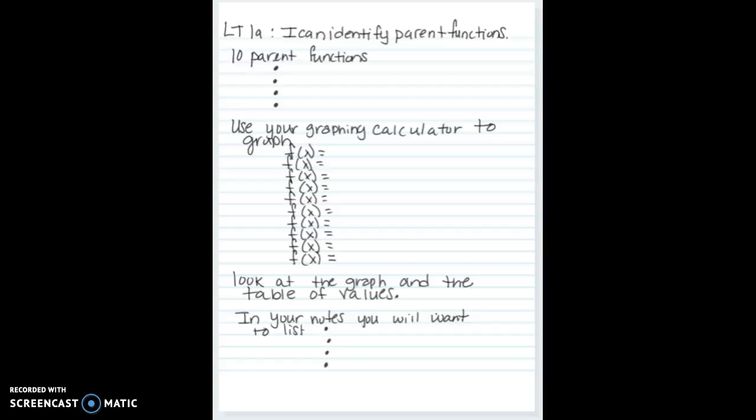When we look at our 10 parent functions, we want to notice their general shape. We want to notice what its matching equation or matching function would be. We want to know what it is called, what it is named, and we want to be able to identify a table of values. We're going to use our graphing calculator, and we're going to graph these parent functions.